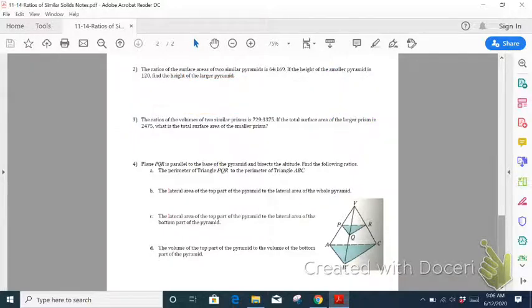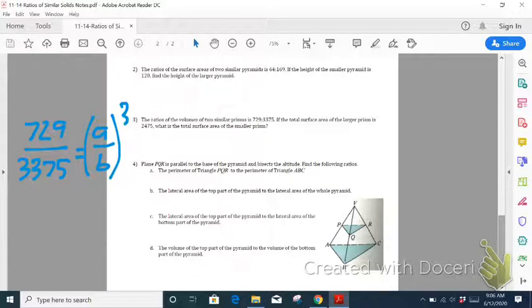Okay, number 3, it says that the ratio of volumes of two similar prisms is 729 to 3,375. If the total surface area of the larger prism is 2,475, what's the total surface area of the smaller prism? Alright, so now we're given the ratio of volumes. So we're going to write that out, 729 over 3,375, and set that equal to the scale factor cubed, because by definition, the ratio of volumes in similar figures is equal to the scale factor cubed.